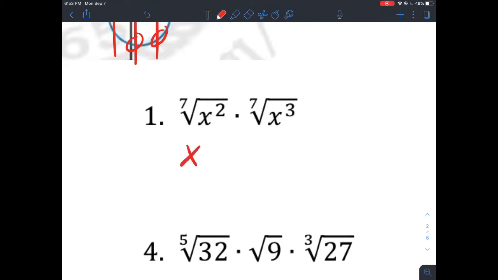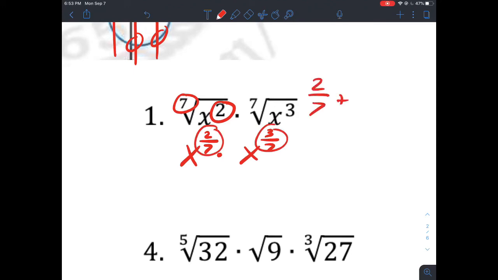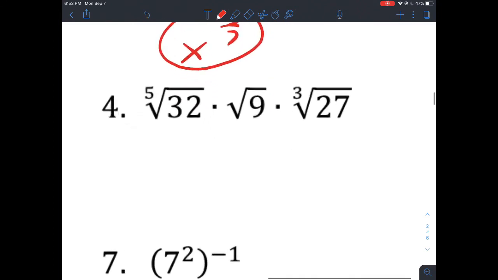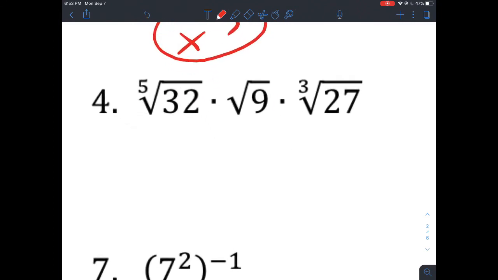So we'd have our base that we start with. The power goes in the numerator. The number in the radical goes in the denominator. Same thing here. 3 is going to go in the numerator. 7 is going to go into the denominator. Then we know that when we multiply things of the same base, we can add their powers together. So we would do 2 sevenths plus 3 sevenths. So we get 5 sevenths. So it would just be x to the 5 sevenths.